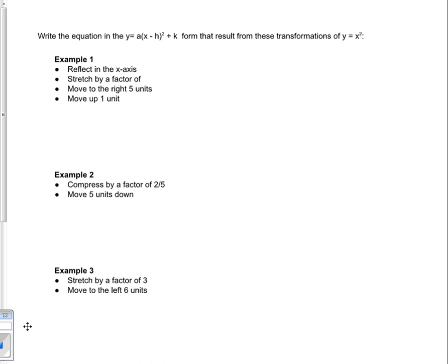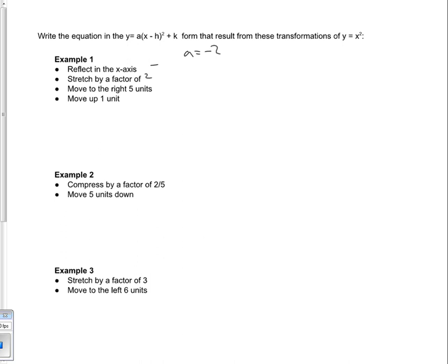Next, we'll take a look at how we actually create equations given certain characteristics or information about a parabola. In example 1, it tells us first and foremost that the parabola is reflected in the x-axis. If it's reflected, it means that it's negative, and that's an indication that the a value is going to be a negative number. If it's stretched by a factor of 2, then we've got an a value of negative 2.